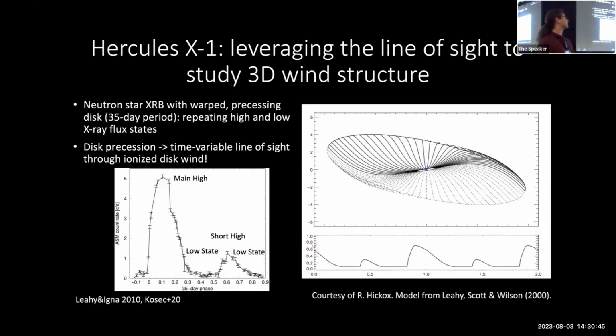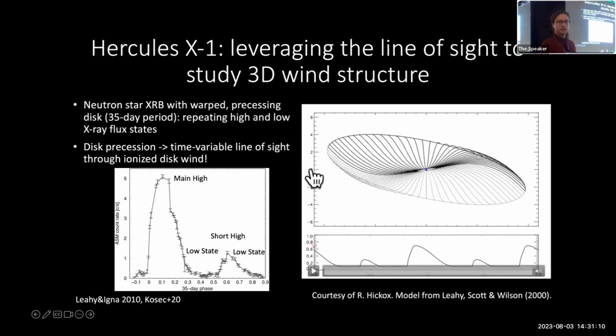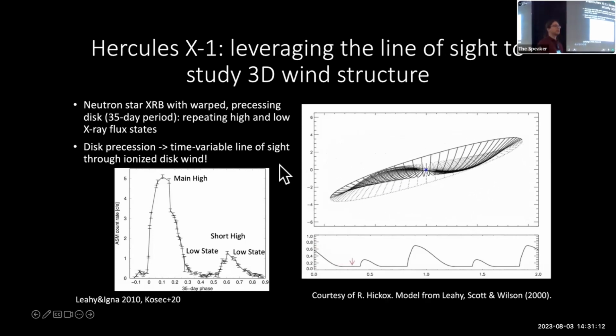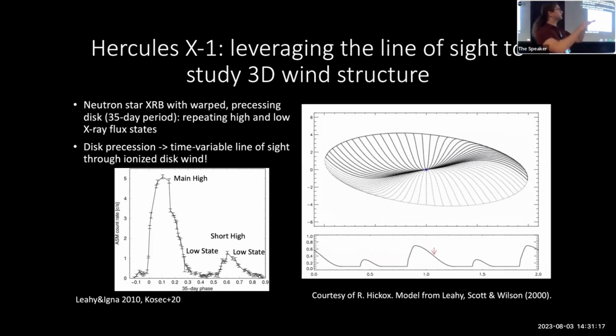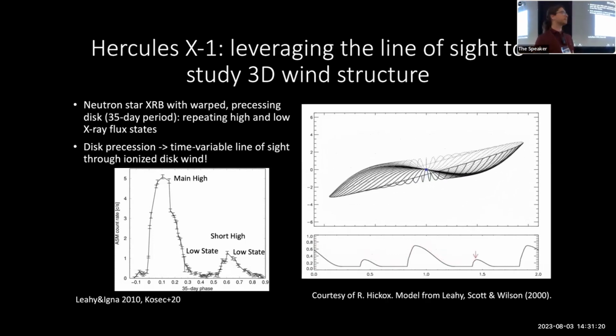Hercules X1 is famous for having this 35-day period of alternating high and low states. Basically, for each 35 days, you get 2 high states and 2 low states. And this cycle has been studied for the past 50 years, basically. And the interpretation is that the disk of this X-ray binary is seen almost edge-on and is warped and is precessing every 35 days. And as you can see in the simulation, the disk is tilted, twisted, and is precessing.